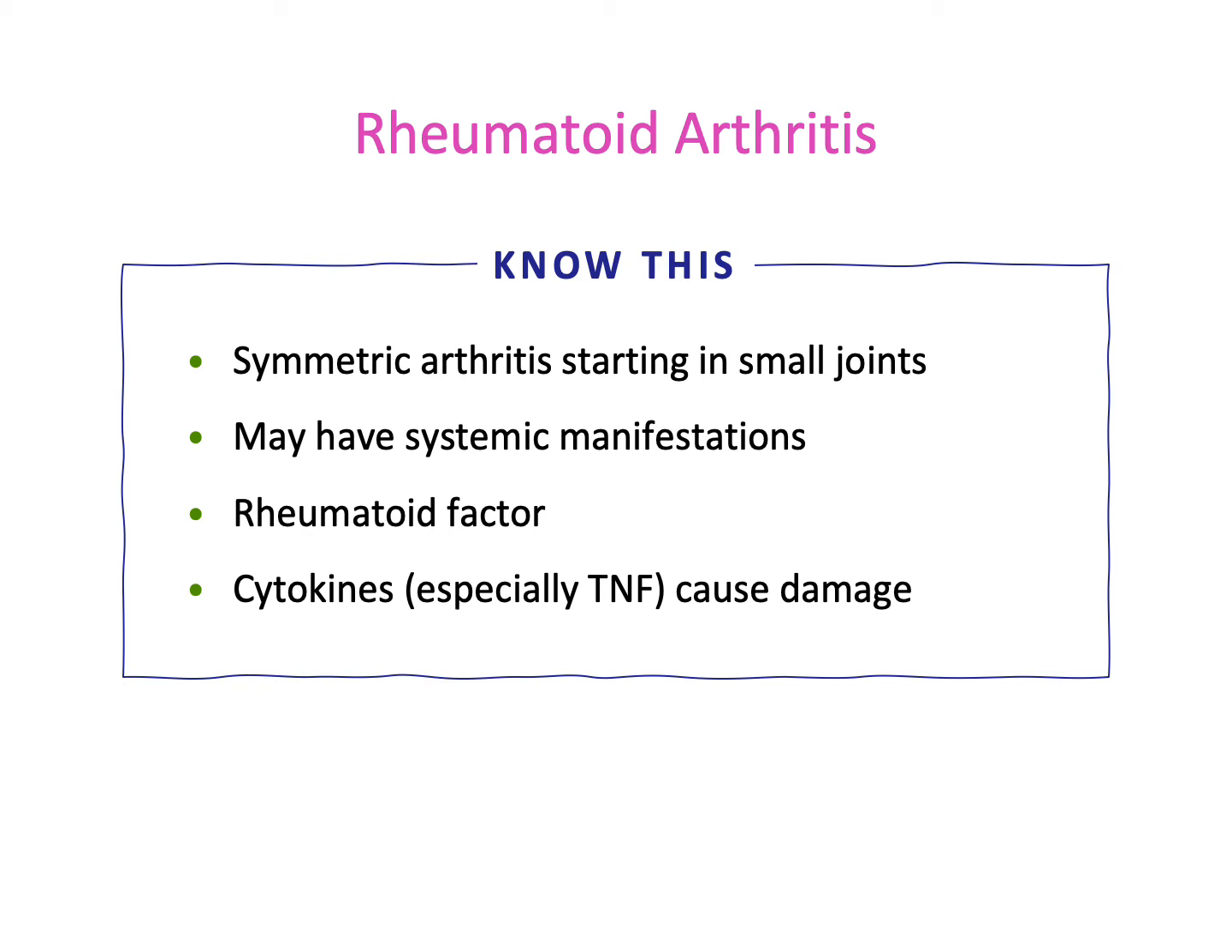If it's absent, it doesn't necessarily mean that the patient doesn't have the disease, because about 20% of patients with rheumatoid arthritis don't produce this rheumatoid factor. The thing responsible for most of the damage in this disease is a cytokine called tumor necrosis factor, and there's actually a drug that can be used that blocks this particular cytokine and is useful in getting rid of some of the symptoms in this disease.